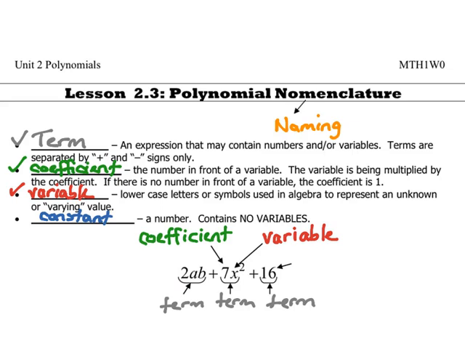Coefficients are commonly mistaken for constants and vice versa. A constant is a number that has no variable behind it. So that's the 16 right here, constant. Again, the green and the blue, coefficient and constant, can be differentiated when you consider that a coefficient has to have a letter behind it. So it's a number with a letter behind it, whereas a constant is just the number, no letter behind it. Okay, so those are all the components of an entire polynomial.